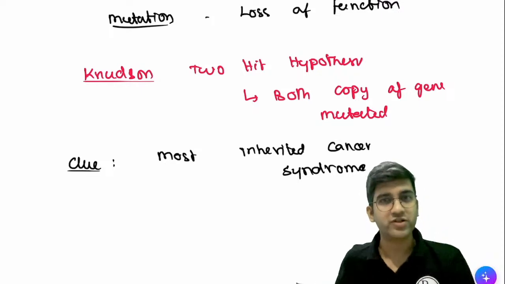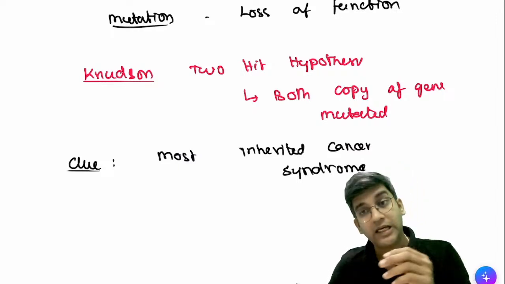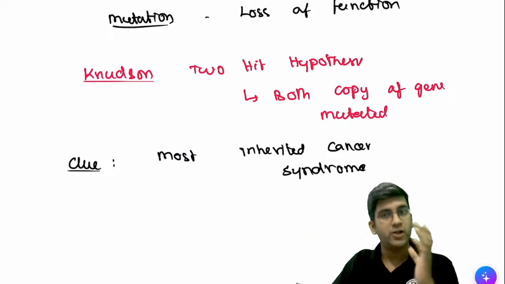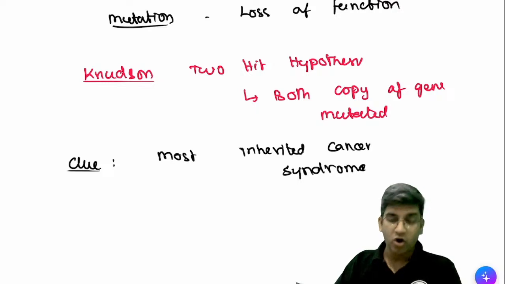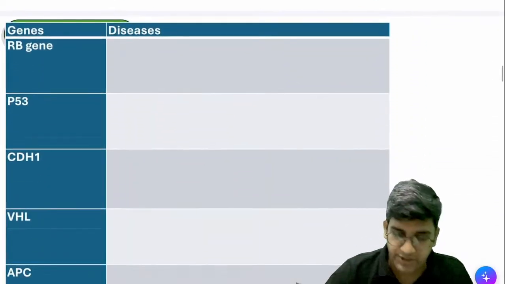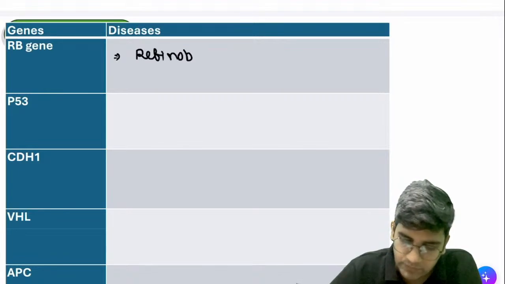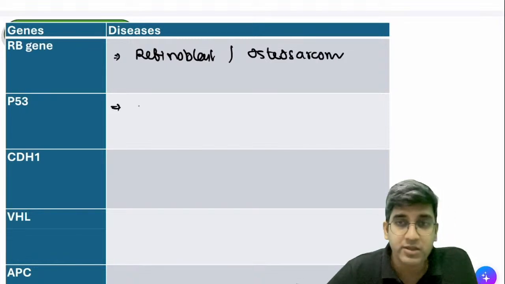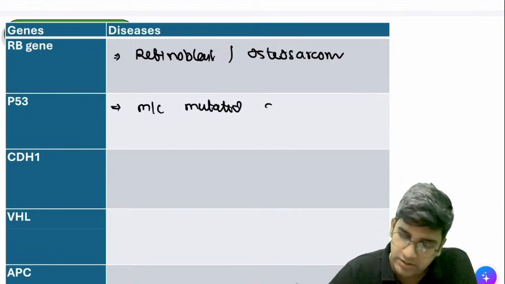Familial adenomatous polyposis, tumor suppressor. Cowden, tumor suppressor. HNPCC, retinoblastoma, tumor suppressor. If it's an inherited cancer syndrome, tumor suppressor. Neurofibromatosis, tumor suppressor. Von Hippel-Lindau, tumor suppressor. All are inherited cancer syndromes, right? RB gene, like someone said, it's seen in retinoblastoma and also osteosarcoma.